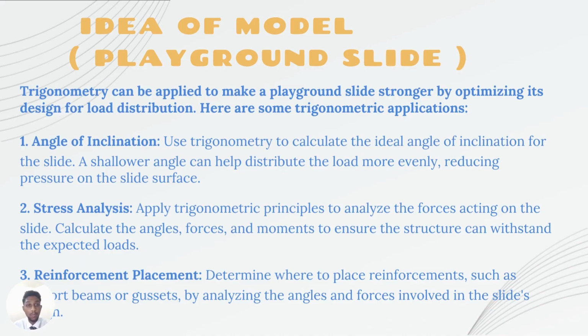Our group has made a model which is a playground slide. Trigonometry can be applied to make a playground slide stronger by optimizing its design for load distribution. Here are some trigonometry applications. The first one is angle of inclination. Use trigonometry to calculate the ideal angle of inclination for the slide. A shallower angle can help distribute the load more evenly, reducing pressure on the slide surface. The next one is stress analysis. Apply trigonometric principles to analyze the forces acting on the slide.